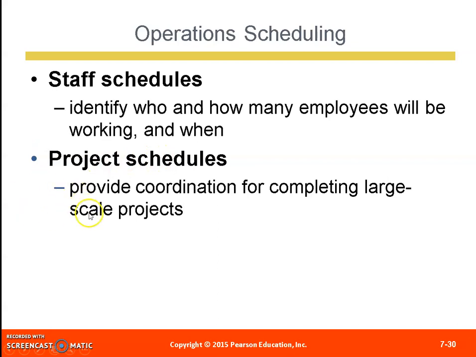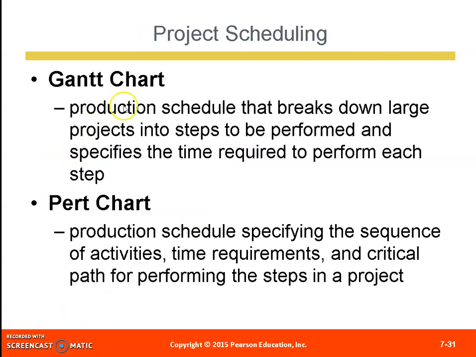And then the fourth one is the project schedule. It provides the coordination for completing large-scale projects, for example, construction projects. So you need to use the Gantt chart and PERT chart to break down the project. For example, a Gantt chart is a schedule that breaks a large project down into small steps to be performed, at the specific time required to perform each step. What step needs to be done for the first month or the second.